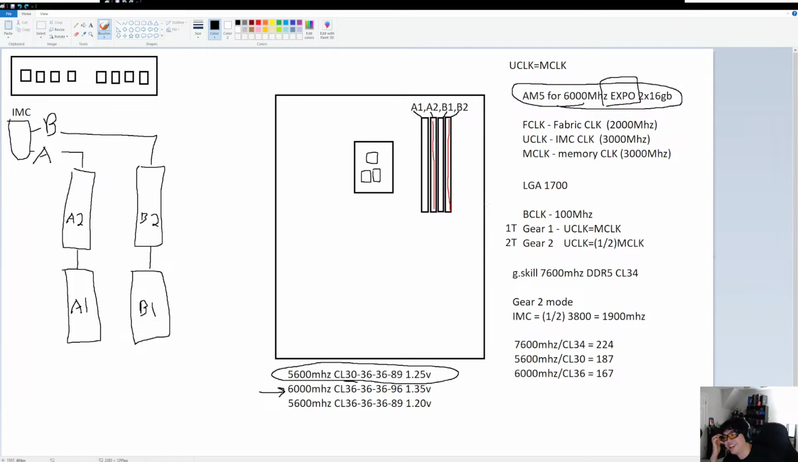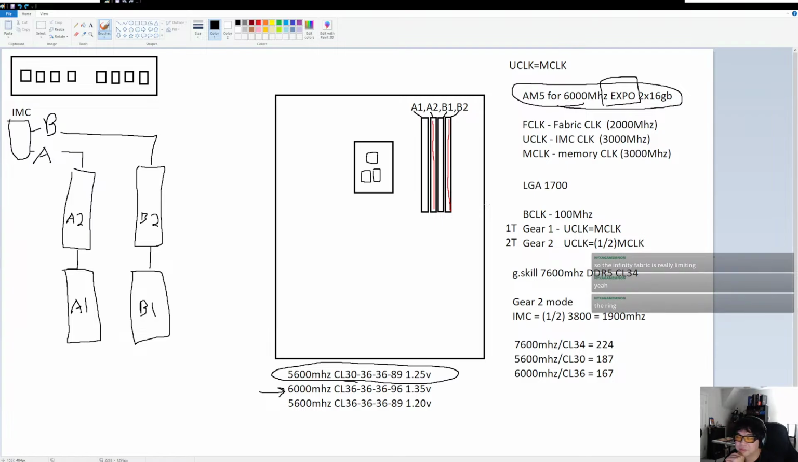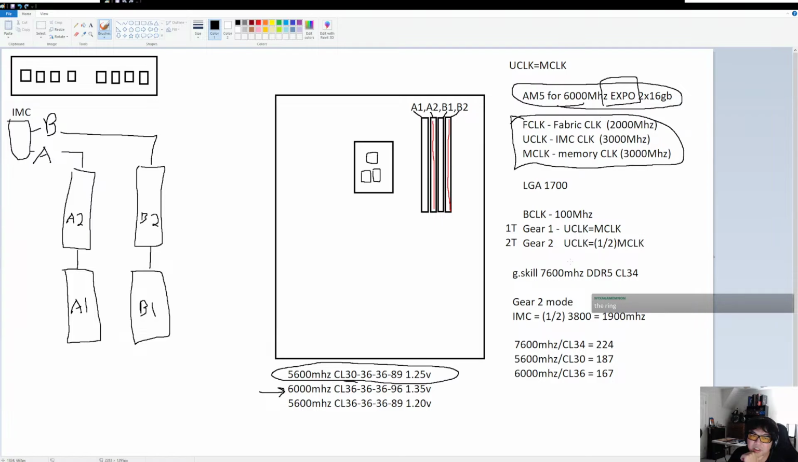It's funny because even though the RAM is so high up there at 8000, the fabric clock on Intel, if you can call it a fabric clock, because it's not really a fabric clock, it's the IMC clock on Intel, is only like 2000. So it's only the same speed as the AMD one at like 6000 on the RAM. So I think it might be the F-clock. These three are somehow interrelated, and I think that's part of the reason, if I had to guess.